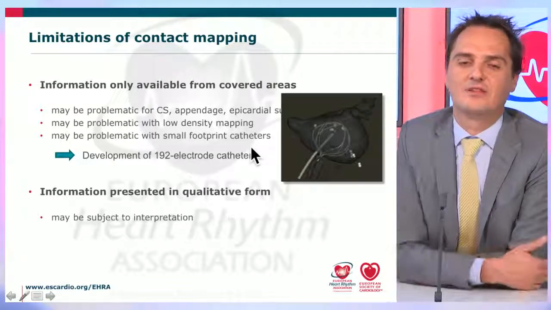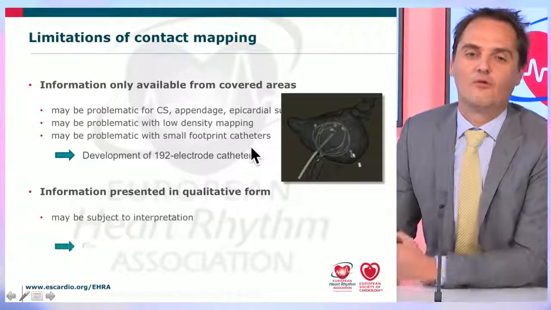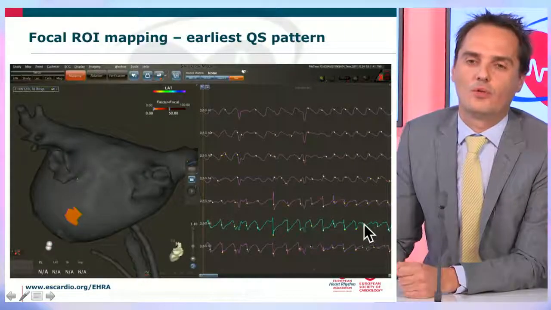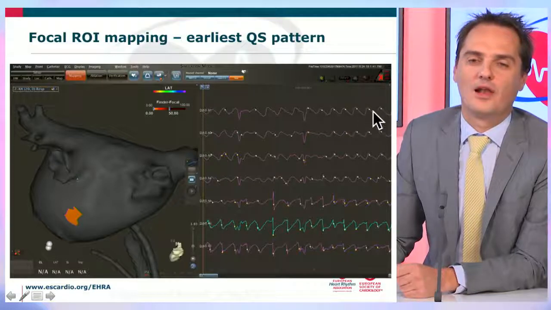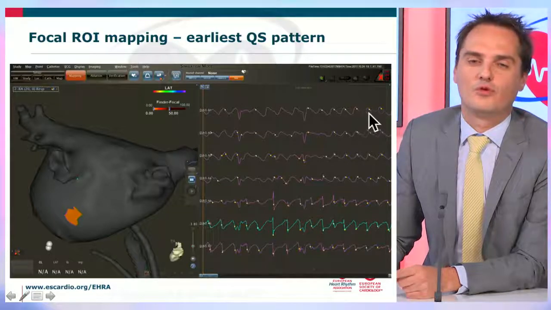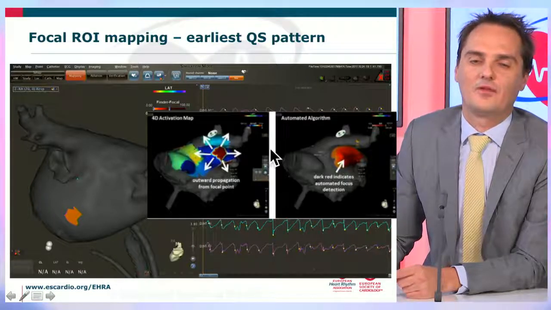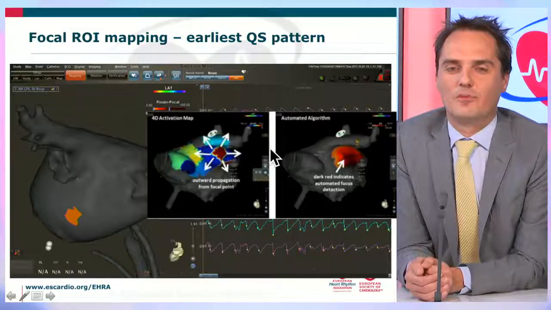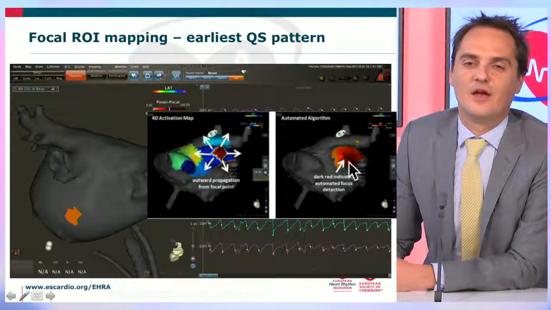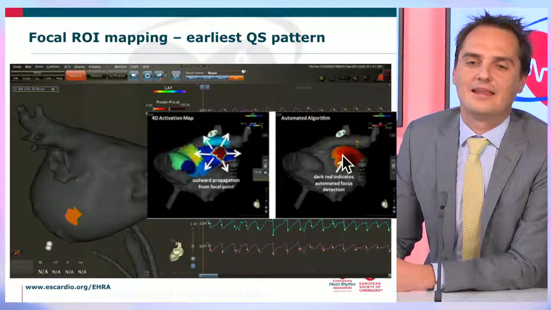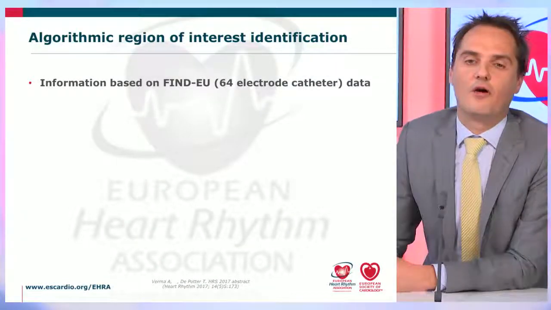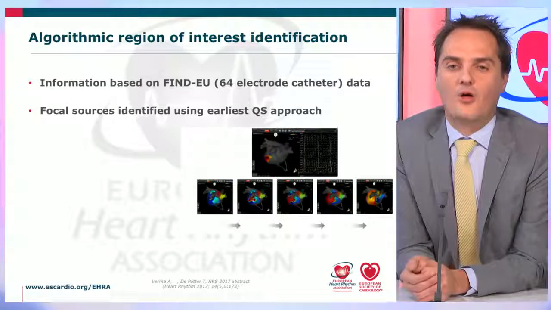It is highly subjective. It may be subject to interpretation, for which a quantitative assessment is highly needed, what Julien also already mentioned. And something we are working on, the last thing I would like to show you, is algorithmic identification of regions of interest. For example, an earliest QS pattern. As you see here, this is work from Atul Verma's group in Canada, work he did together with the other FIND-EU investigators, developing a system that automatically identifies a region of interest, an automatic identification, let's say, of a focal pattern, of a QS pattern on the catheter.